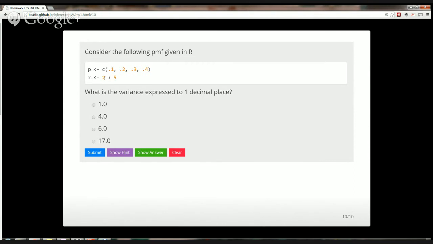So that means it takes value 2 with probability 0.1, value 3 with probability 0.2, value 4 with probability 0.3, and value 5 with probability 0.4. And it says, what's the variance expressed to 1 decimal place? Let's see if we can work this out. We'll do it in R. Or first, let's do it by hand, and then we'll just do it in R.